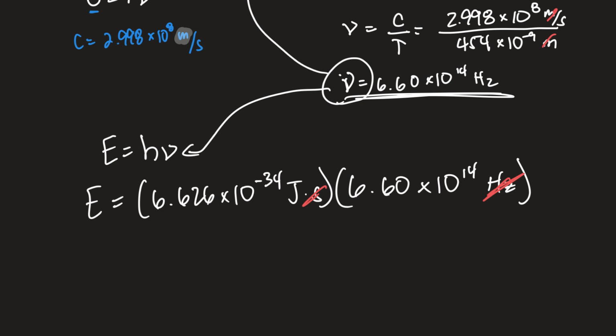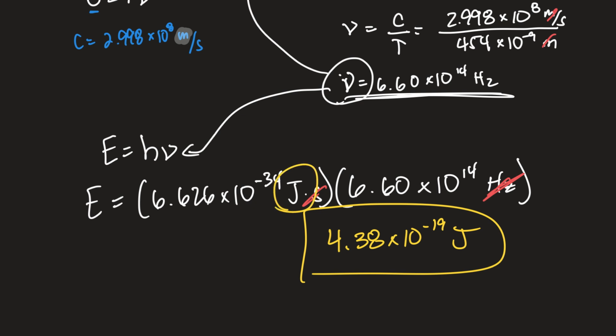When you plug this into the calculator, you get that the energy of Bob's favorite color is 4.38 times 10 to the negative 19 joules, because you're left over with joules. So this is the answer to this question.